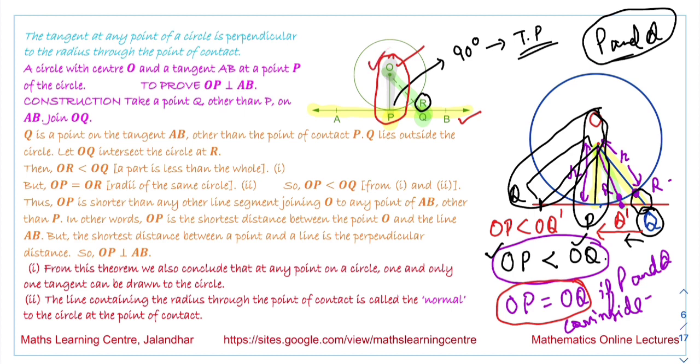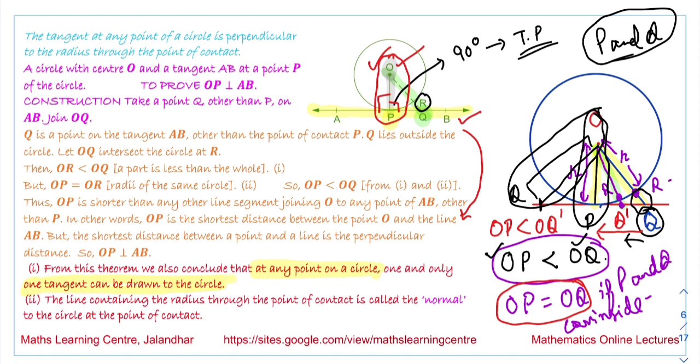And we know that the line which gives us the minimum distance between the point and the line is perpendicular to that line. And this is what we have to prove, that OP is perpendicular to the line AB, the tangent AB. So we have concluded two things from this. The first is that at any point on a circle, one and only one tangent can be drawn to the circle.